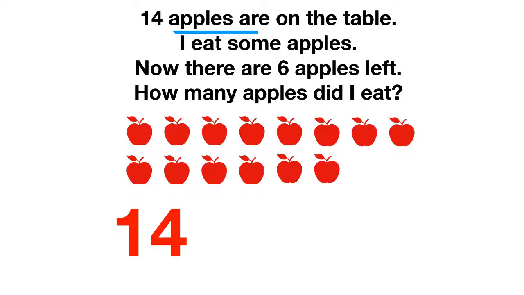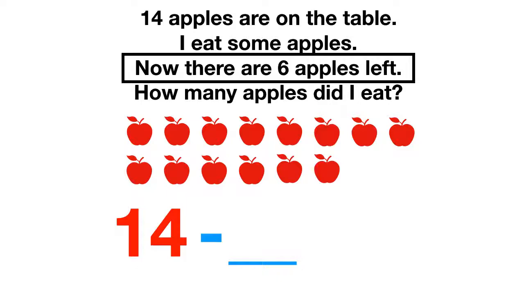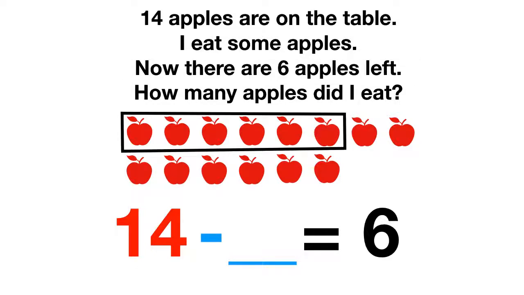Then we learn I eat some apples. Well, eating or taking away apples is a type of subtraction, but we don't know how many. We're going to leave it blank. Then the problem tells us, now there are 6 apples left. This means that after all of this, the number of apples will equal 6. We could count out those 6 apples now. 1, 2, 3, 4, 5, 6. These are the 6 apples left over at the end of this problem.